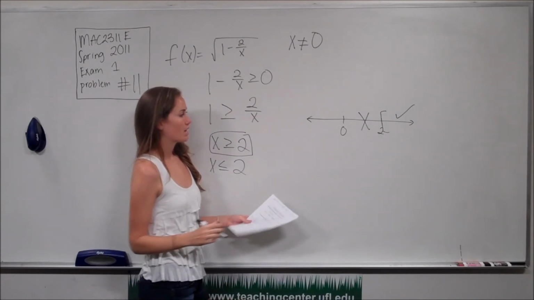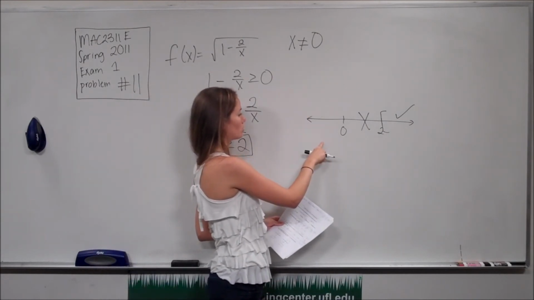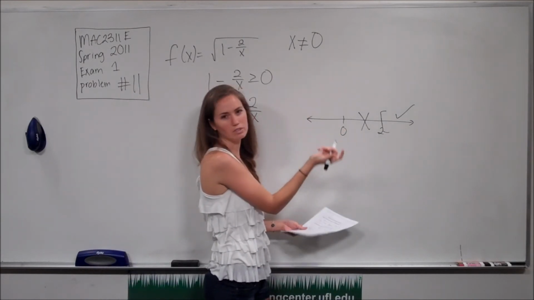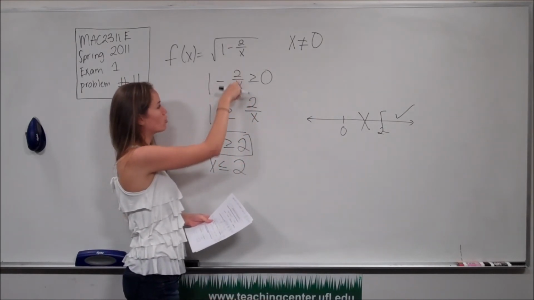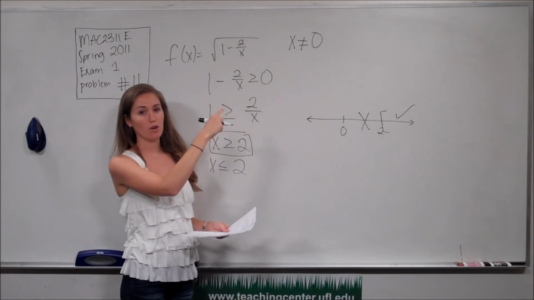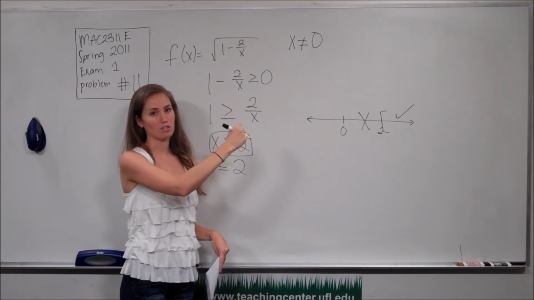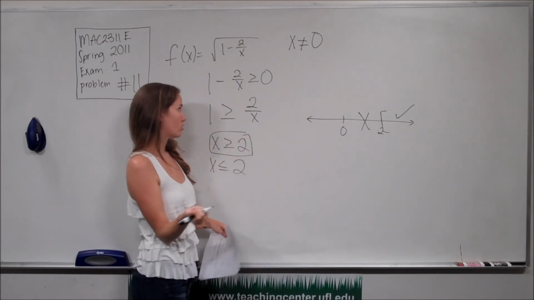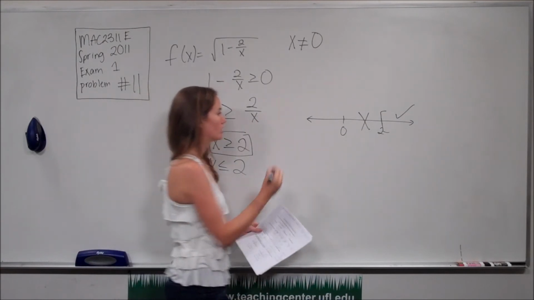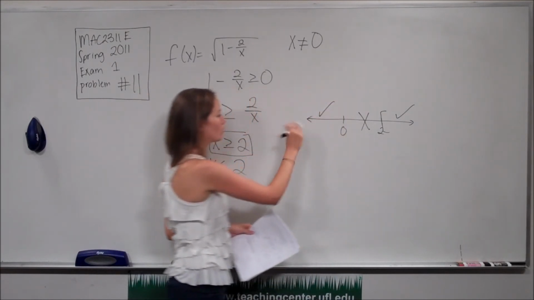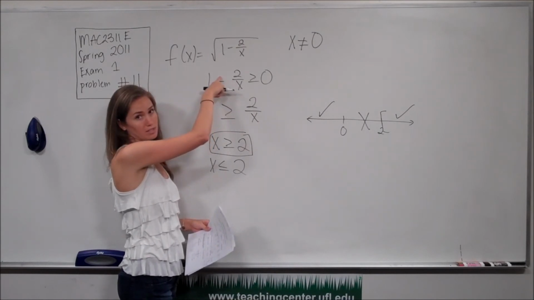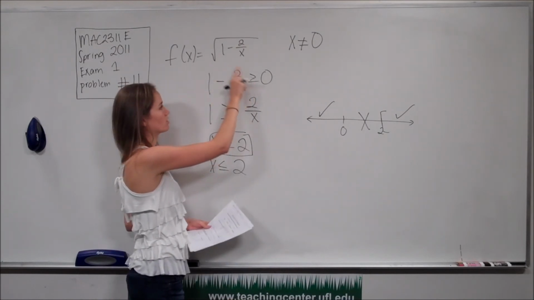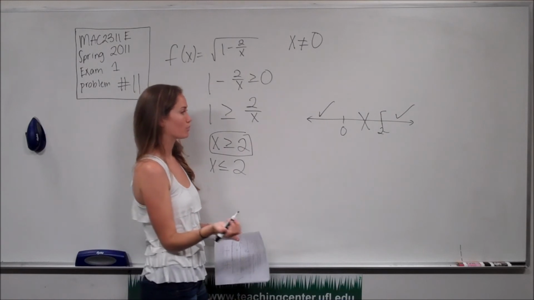Now we need to test this interval right here, so let's plug in negative 1. If we plug in negative 1, we get 1 minus 2 over negative 1, which is negative 2. So 1 minus a negative 2 is 1 plus 2, which is 3, which is greater than or equal to 0. So this interval works, because no matter what negative number you plug in, it's going to be a negative times this minus sign, which gives you a positive. So it's always going to be greater than 0.